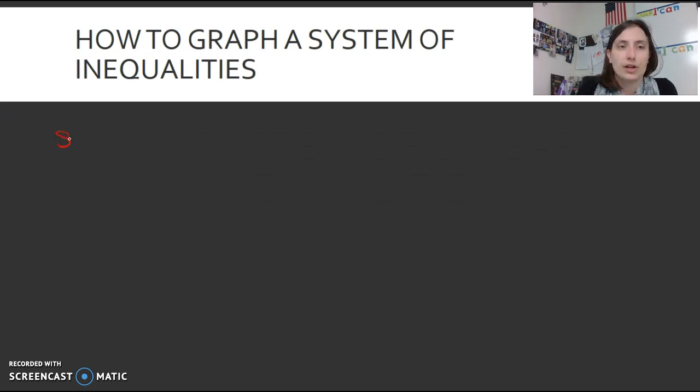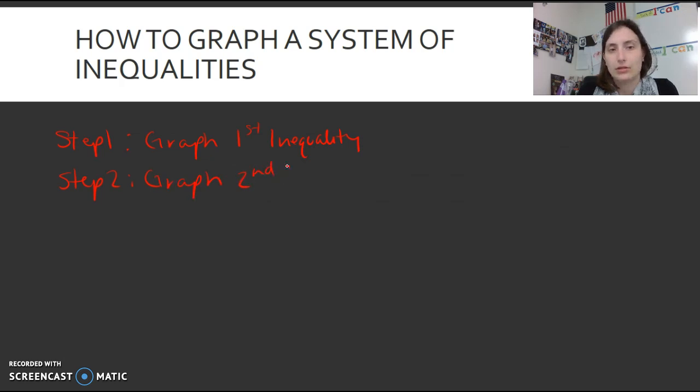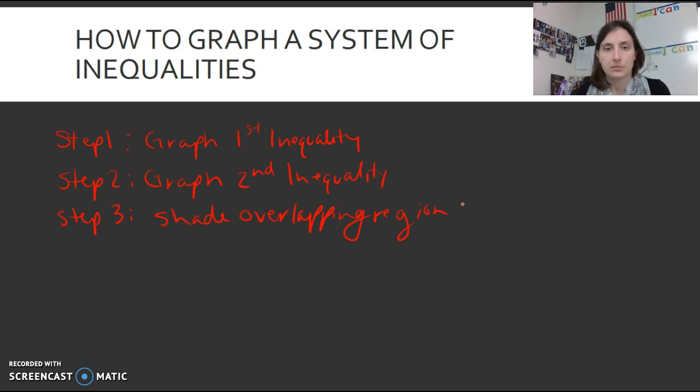Alright, so how to graph a system. Step 1, we're going to graph our first inequality. Step 2, graph the second inequality, and that can continue for however many inequalities you have. And then step 3, shade the overlapping region. That looks amazing. So our overlapping region. So let's go ahead and get to our first example.